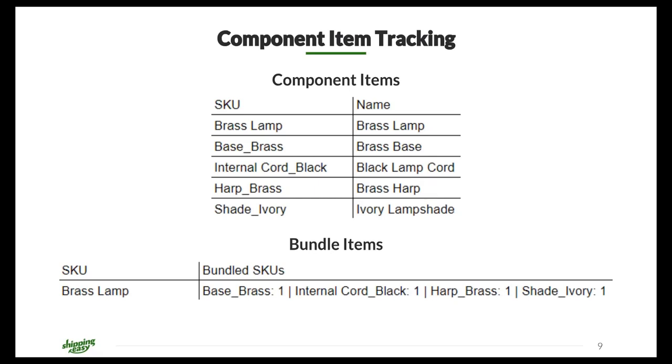Since Shipping Easy does not have raw material tracking, we do have another feature. If your products are made up of a whole number quantity of component items, we will be able to track these. So in this example, you'll see I have a brass lamp that I'm creating. And so I have a SKU number for that brass lamp. And then I also have a SKU number for the brass base, the internal cord, the harp, and the lampshade. And so with this, I went ahead and created a bundle for the brass lamp that included one of each of the component items. We can't do fractions or percentages as the quantity included, but we can do a whole number quantity.